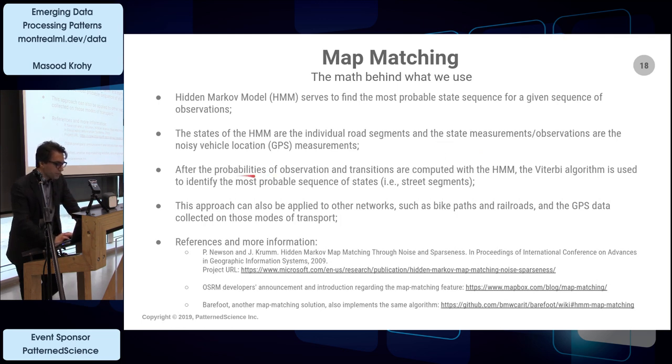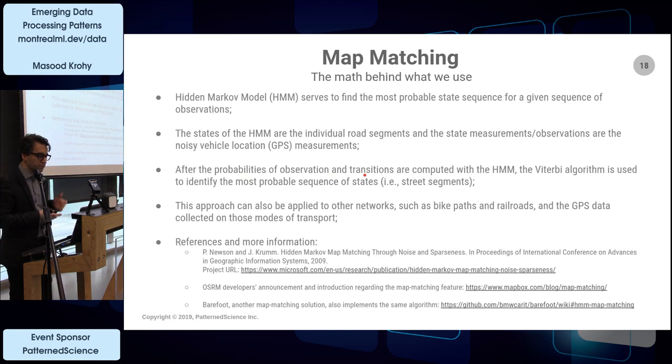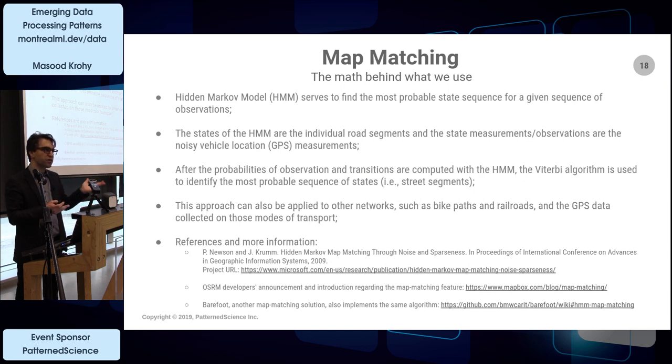So after having these probabilities of observation and transitions through the HMM model, we use the Viterbi algorithm to find the most probable path through this lattice. So it would give you the sequence of street segments that would best describe the actual path through the streets that was taken by the person.